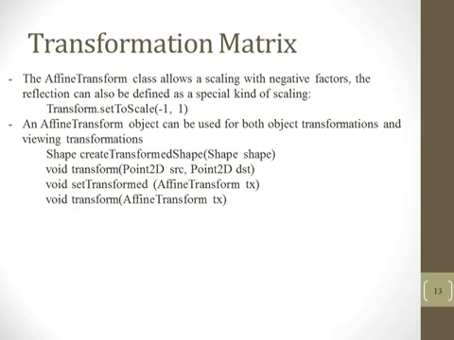createTransformedShape(Shape shape) and void transform(Point2D src, Point2D dst). The createTransformedShape method transforms an entire shape. The transform method performs the transformation on a set of points.